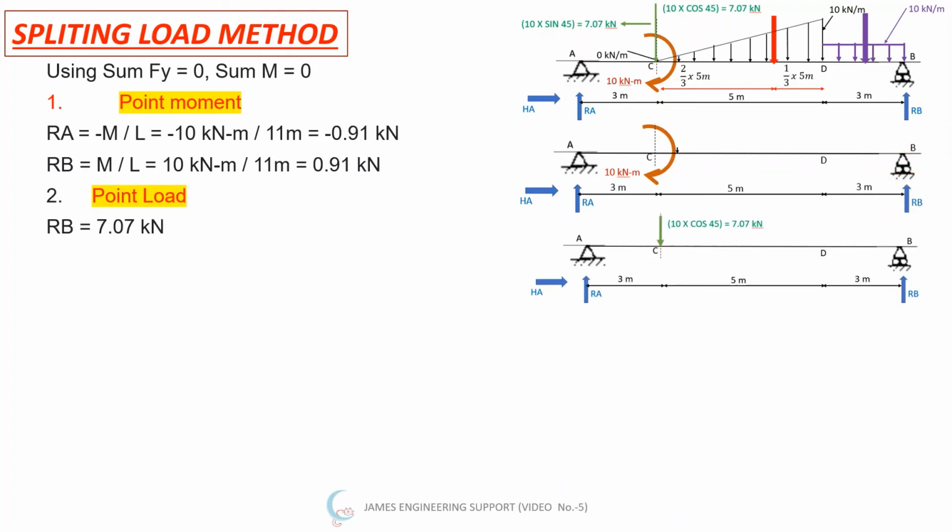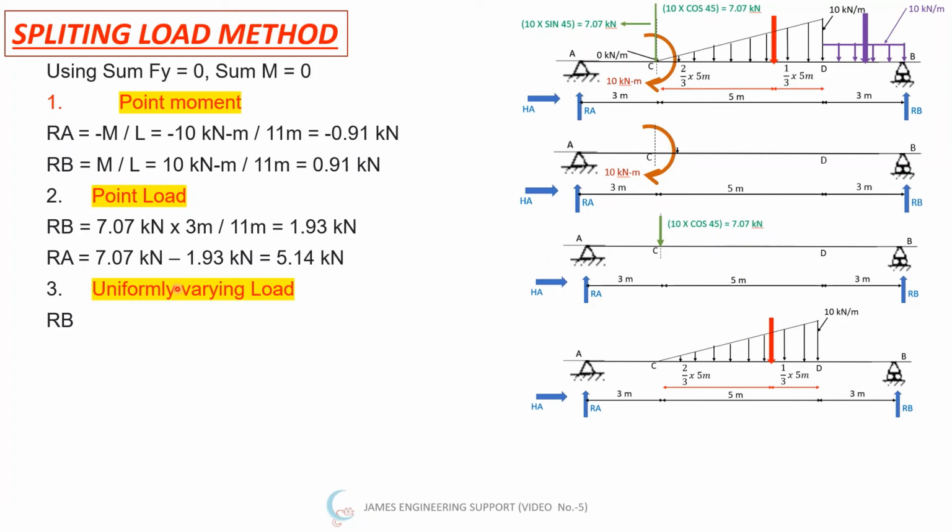Then we will consider the point load. We will consider the point load alone. So RB will be equal to 7.07 multiplied by 3, divided by the total span. It will provide you the RB. So RB will be equal to 1.93 kilonewton. Then we will calculate RA as the total load, 7.07 kilonewton, minus this 1.93 kilonewton, which will be equal to 5.14 kilonewton.